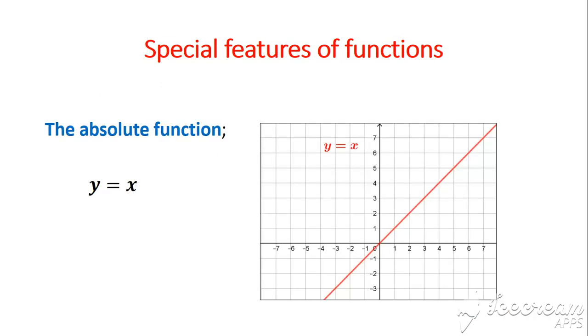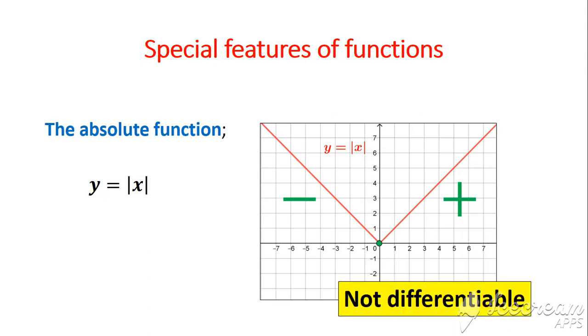The other way these things occur is called the absolute value function. Here's a graph of y equals x. It's a straight line graph. And if I put it into the absolute value function, it takes the negative part of the graph and turns it into the positive part. We go straight from a negative gradient into a positive gradient at that point. Straight away, there's no gradient of 0. So it's not differentiable at that point.